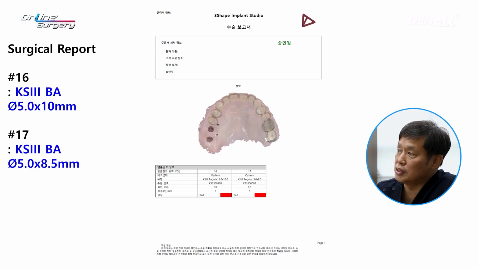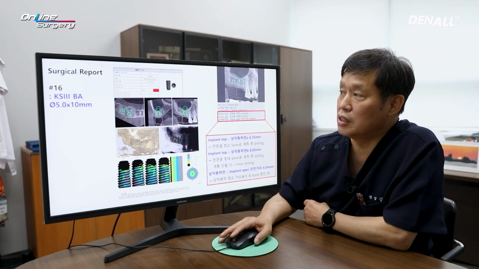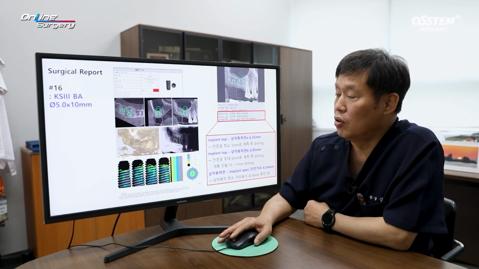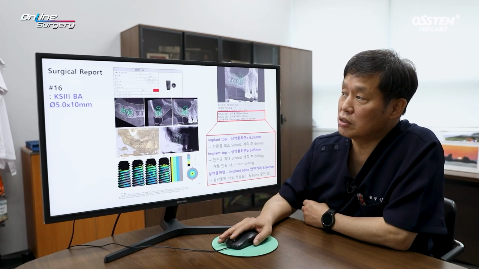In number 16, you can see that the minimum distance from the implant top to the inferior margin of the sinus floor is 6.35 millimeters. And following that, OneCAS drill was chosen, and initial drilling was planned for up to 5 millimeters. Crestal approach was planned to do hydraulic lift and bone graft.